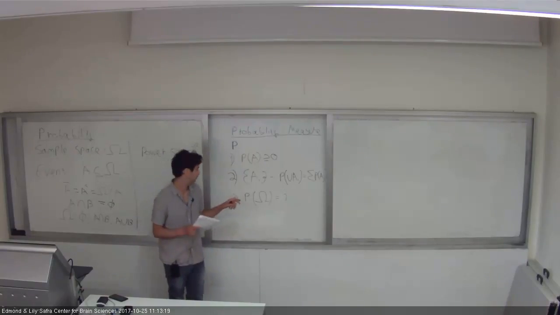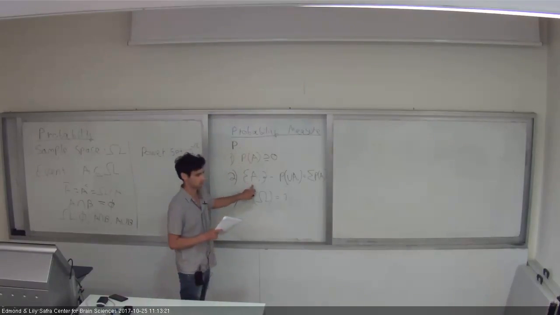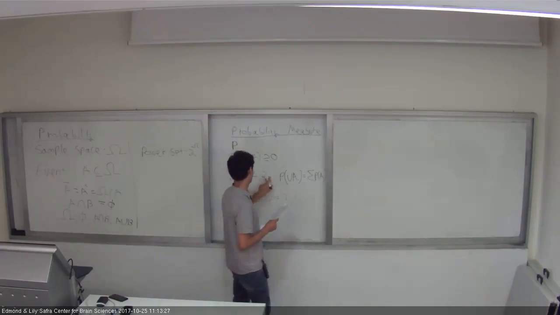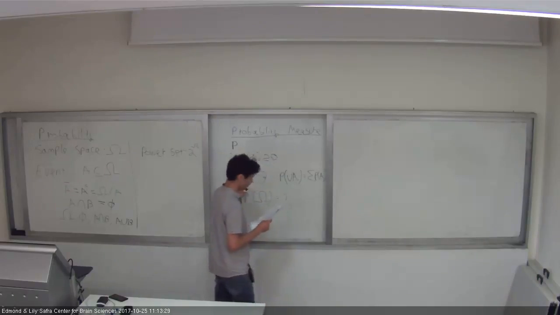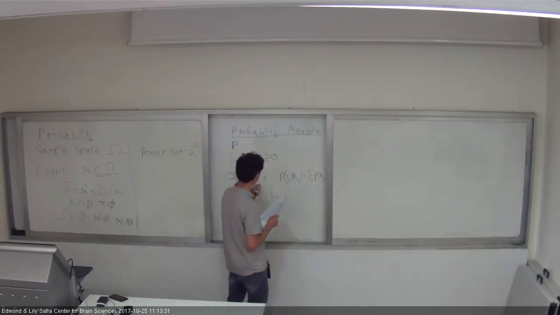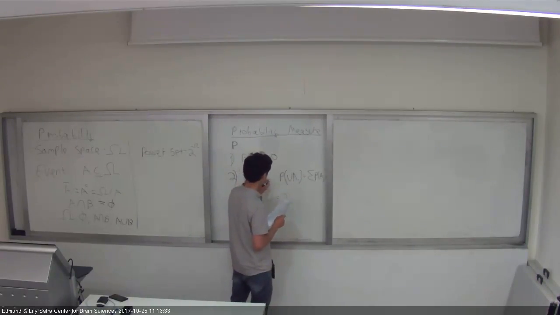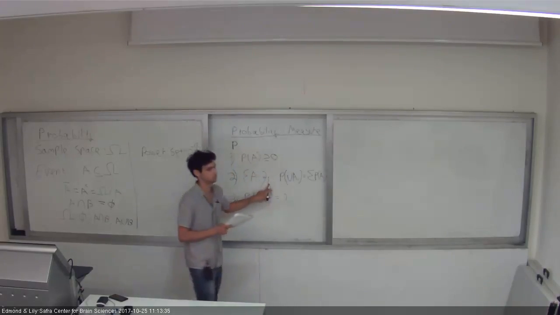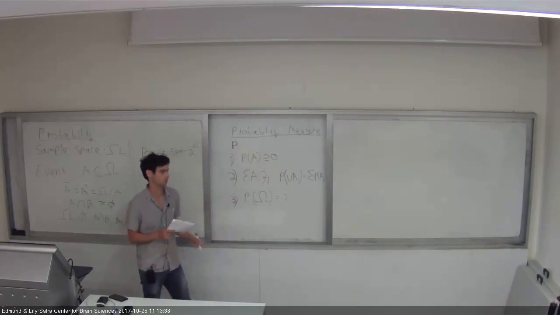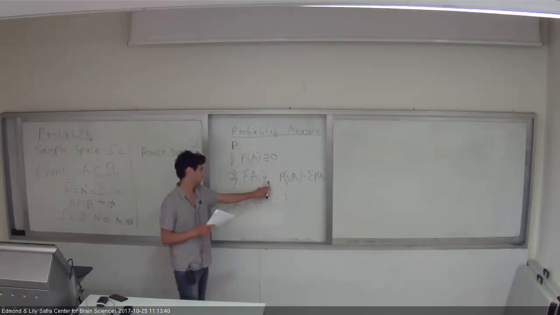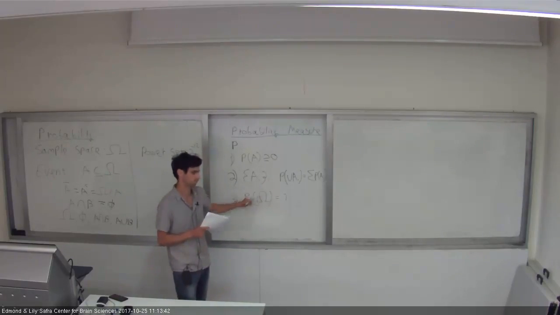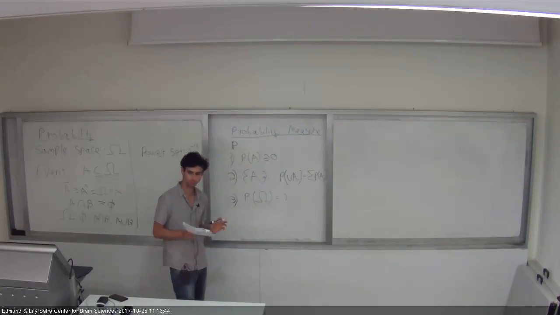What is the notation here? This is a set, a set of events. Yeah, I didn't write that they are disjoint, but they need to be disjoint. This is just a notation for a set.